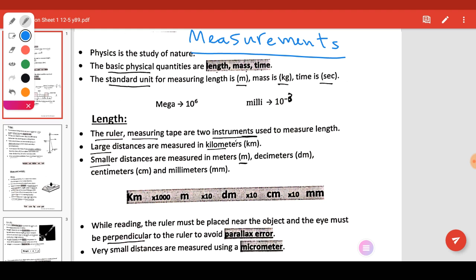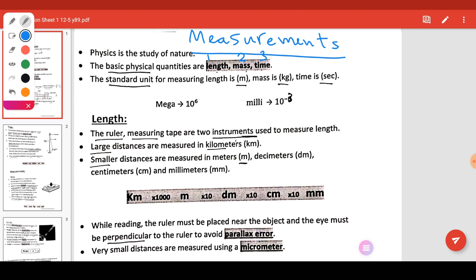The basic physical quantities can be classified into three main parts. Number one, length. Number two, mass. Number three, time. The basic physical quantities are mass, length, time.